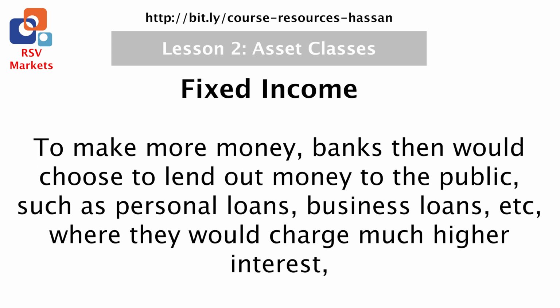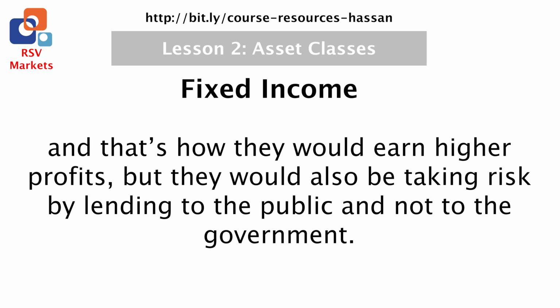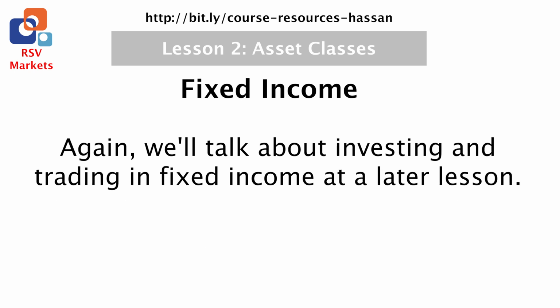To make more money, banks then would choose to lend out money to the public, such as personal loans, business loans, etc., where they would charge much higher interest, and that's how they would earn higher profits, but they would also be taking risk by lending to the public and not to the government. Again, we'll talk about investing and trading in fixed income at a later lesson.